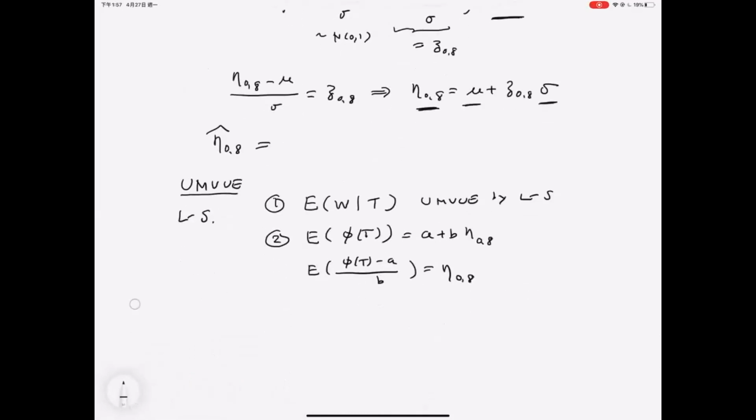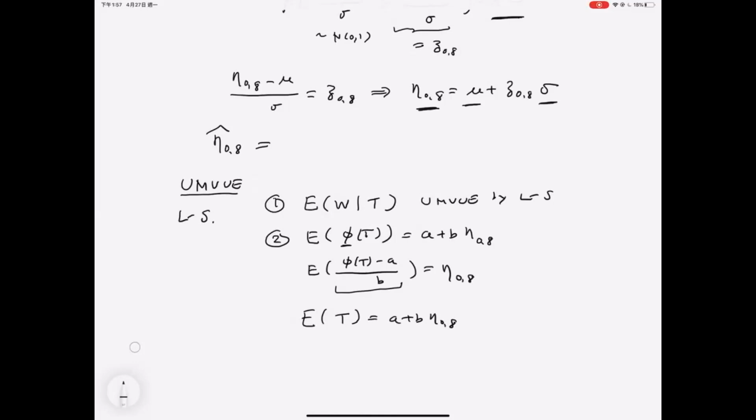Then by Lehmann-Scheffé, this is a UMVUE as well. More frequently than not, you actually work on the complete sufficient statistics directly. Because for the function phi right here, the easiest function is what? The identity function. So you try here and there to see whether method one or method two could give you the UMVUE. That's the easy way.